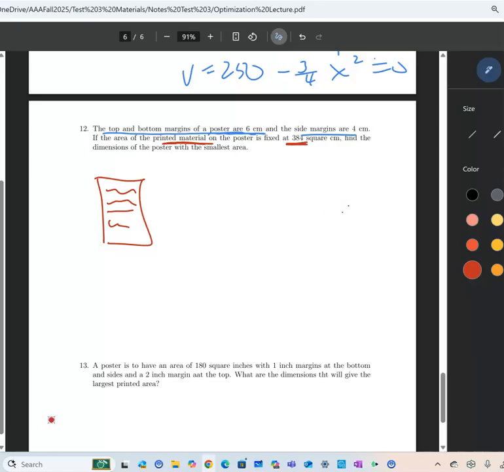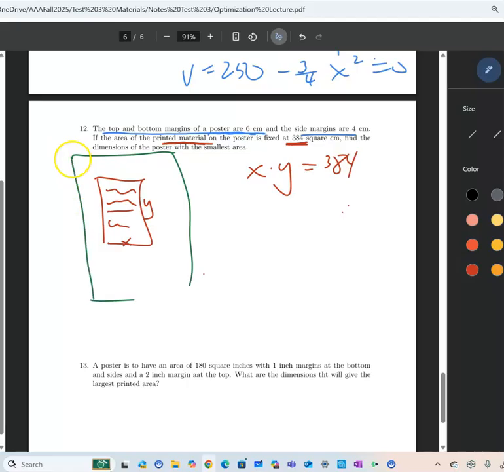So as soon as you see that constraint, I'm going to suggest that you say, okay, let's let that be x times y. So I'm going to put x here and y here. Then I'm going to put the parts with the margins off of that. So we have top and bottom 6. So 6 here and 6 here. And then we've got 4 centimeter margins. So 4 and 4. Okay.